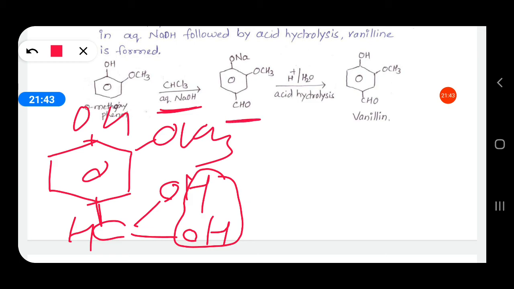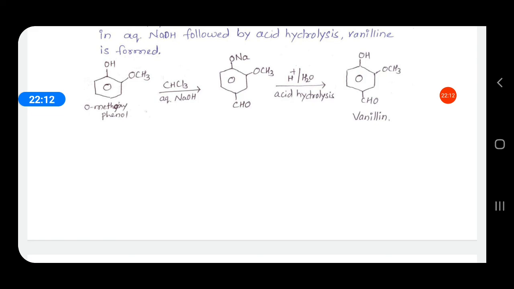So this reaction is called the Reimer-Tiemann reaction. So after this formation, in presence of NaOH, base is there, therefore phenol, which is a weak acid, is also converted into a salt. Now on acid hydrolysis, again the salt is converted into phenol, and this is called vanillin. So vanillin and coumarin are two important compounds which are used in the synthesis of some drugs.